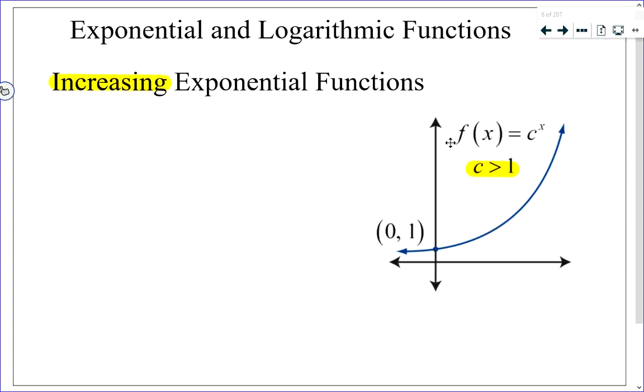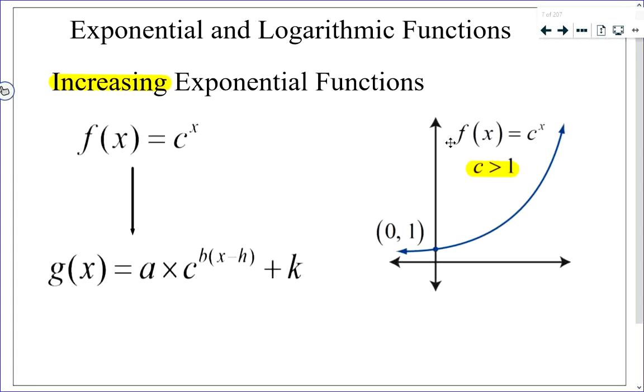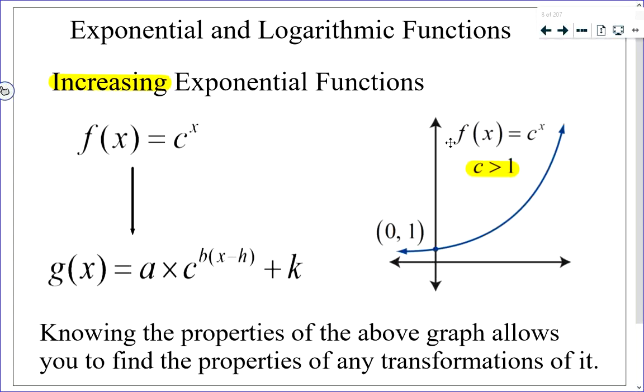The thing to remember, though, is that if the base is greater than 1, it will be an increasing exponential function. If we take our template of y equals a f of bracket b bracket x minus h bracket plus k, which is on our formula sheet, and apply it to y equals c to the x, we get that beast that you're looking at. And I guess since you know what y equals c to the x looks like, you ought to be able to tell me what the properties of any graphs are that are transformations of that y equals c to the x.